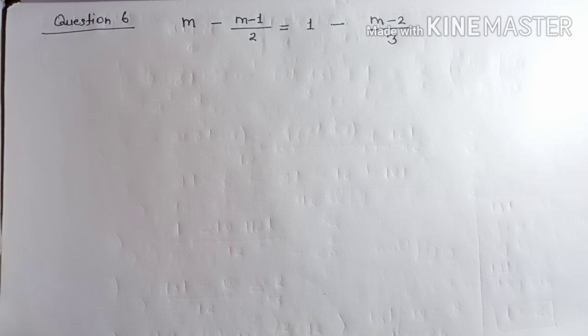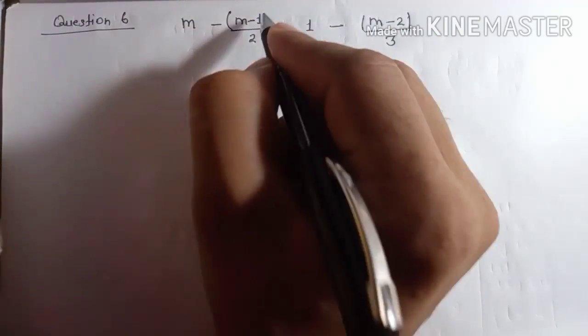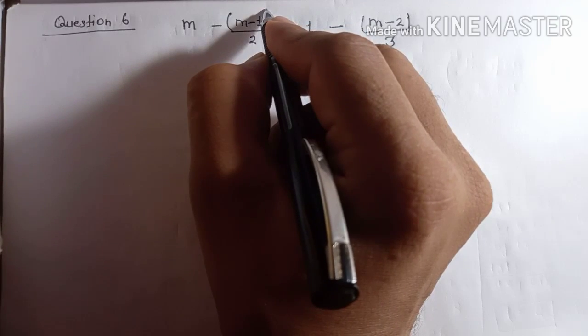We have question number 6. m minus (m minus 1)/2 is equal to 1 minus (m minus 2)/3. Here you can see there is a minus symbol. If you get terms like this, where m is positive and 2 is negative, you must do one thing here: make a bracket, so that you will not be confused.